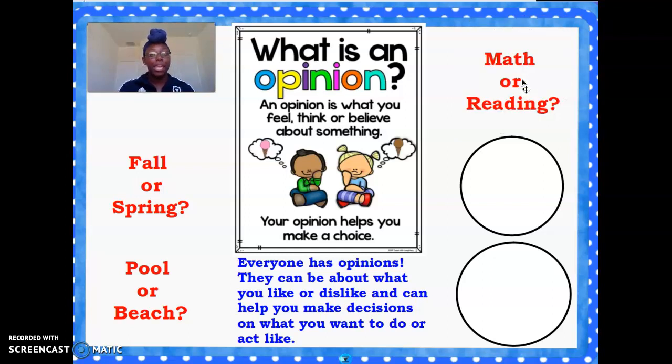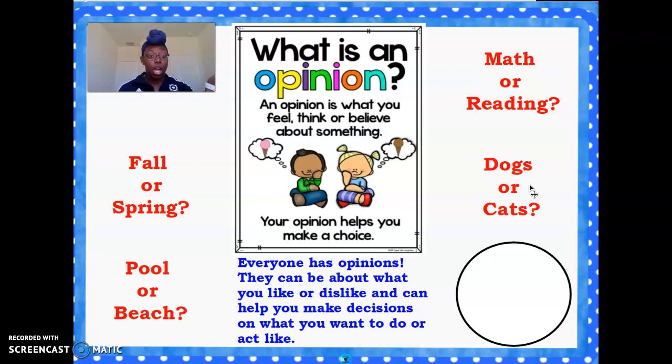What's your opinion? Do you like math or reading? Math or reading? Well, I love reading. Because I love reading books, and I love writing, and I love teaching about Wheatley reading and writing. Do you like dogs or cats? What's your opinion? I love dogs. Because I have 2 dogs at my parents' house, and they're just so cuddly, and they love to play with you and give you all the hugs and love.